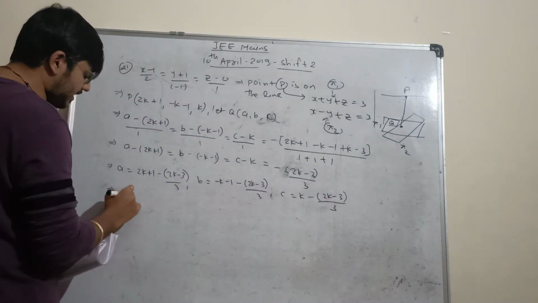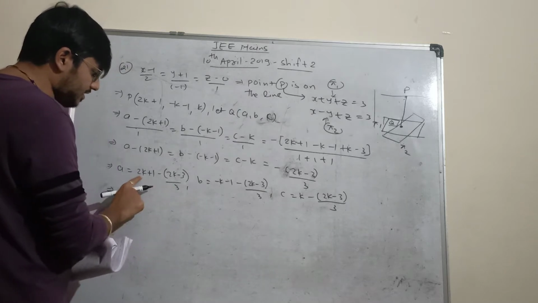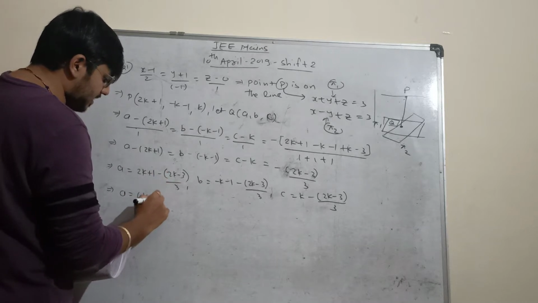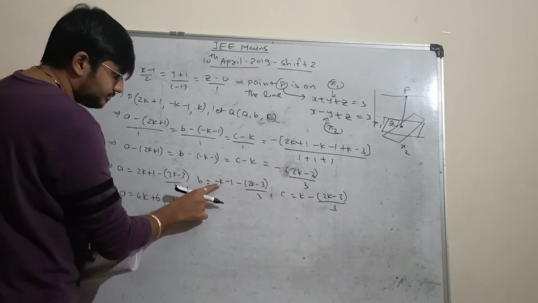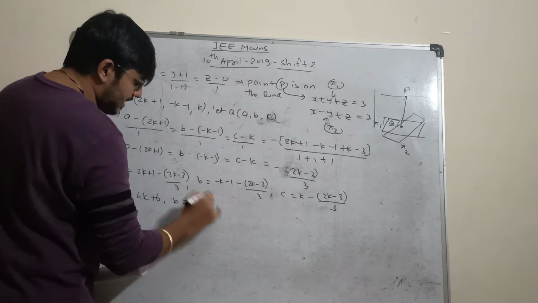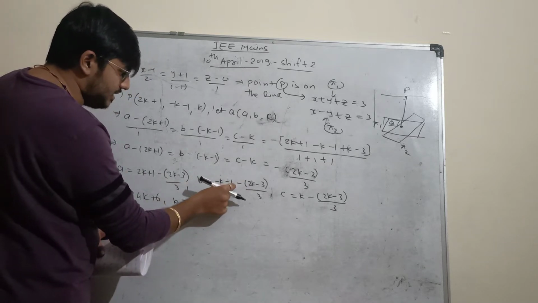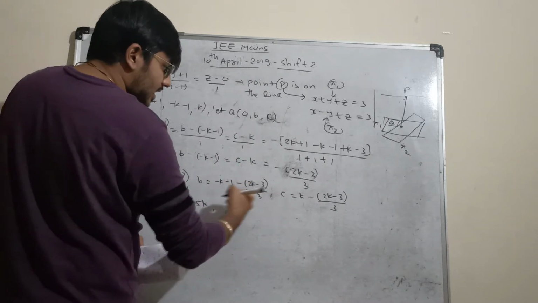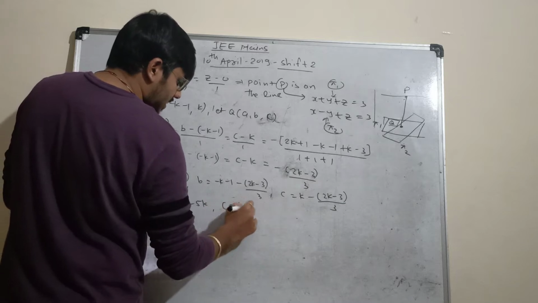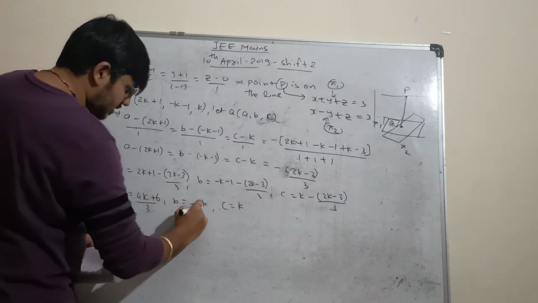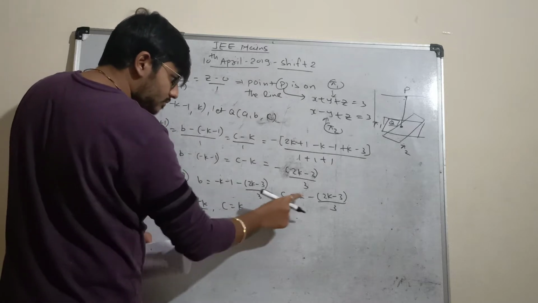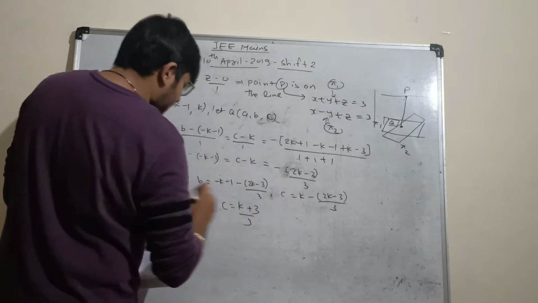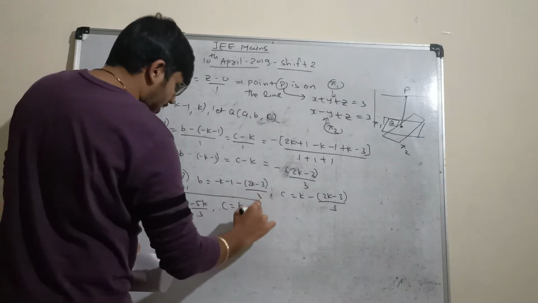If you solve this, we get a equals (6k minus 2k, that is 4k, and 3 plus 3, that is 6) by 3. b equals (minus 3k minus 2k, that is minus 5k, and minus 3 plus 3, that is 0) by 3. And c equals (3k minus 2k, that is k, plus 3) by 3. So these will be the coordinates of point Q, (a, b, c).